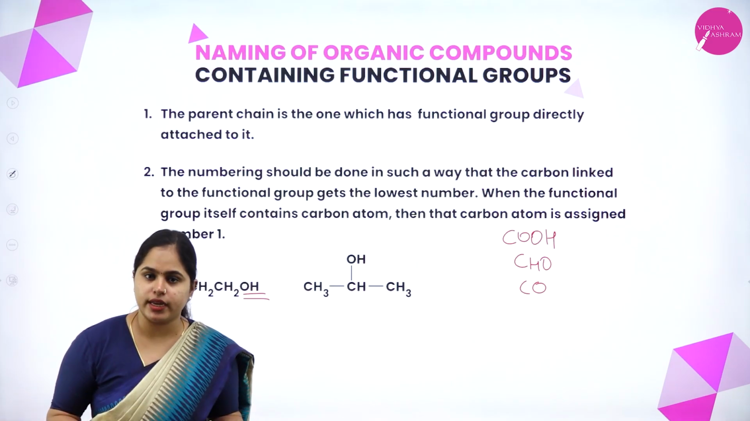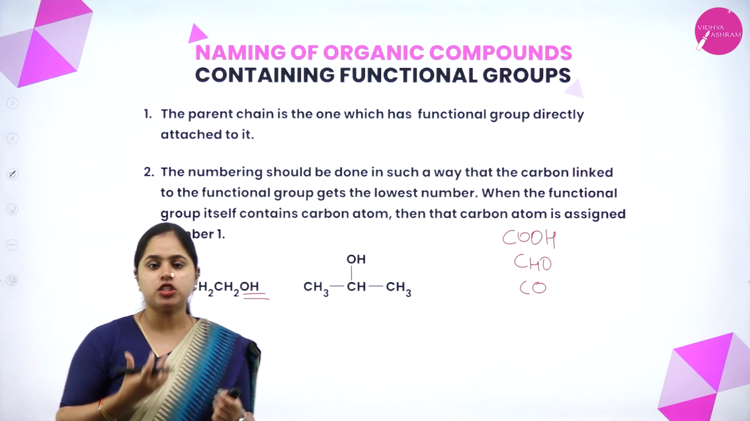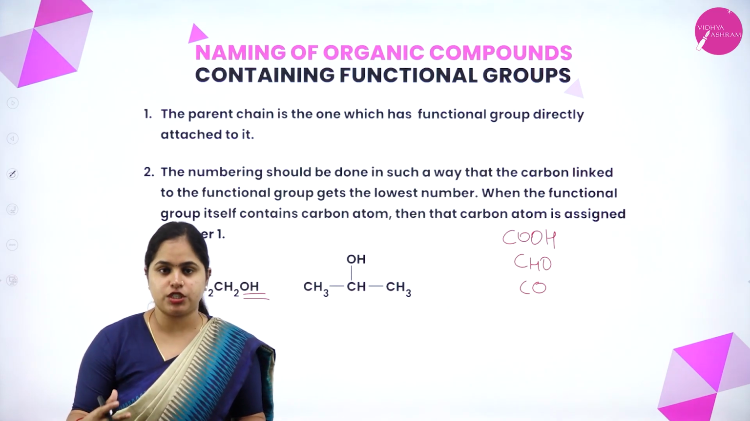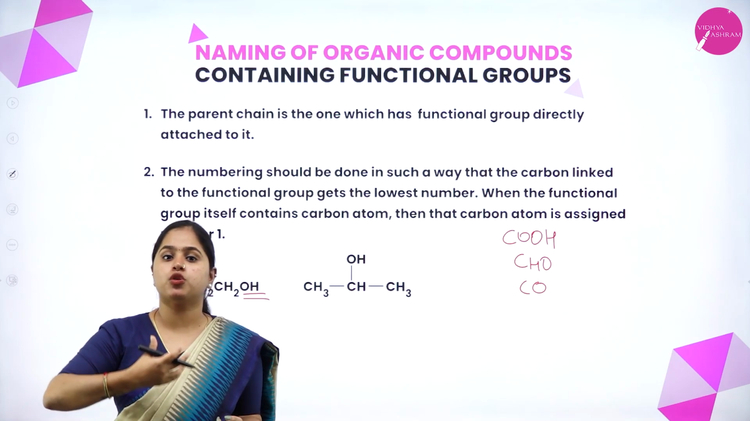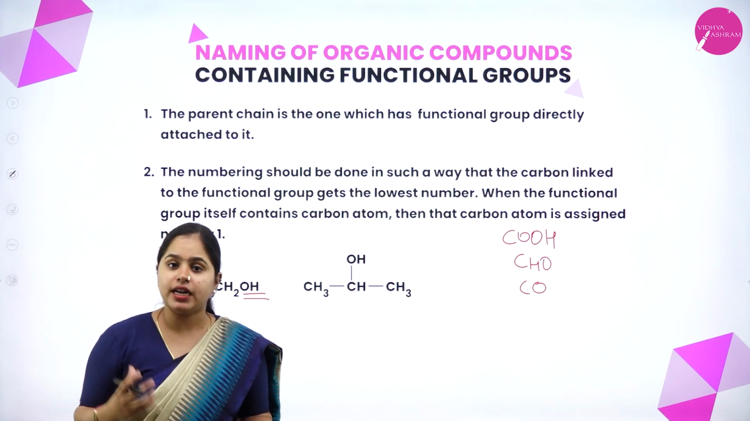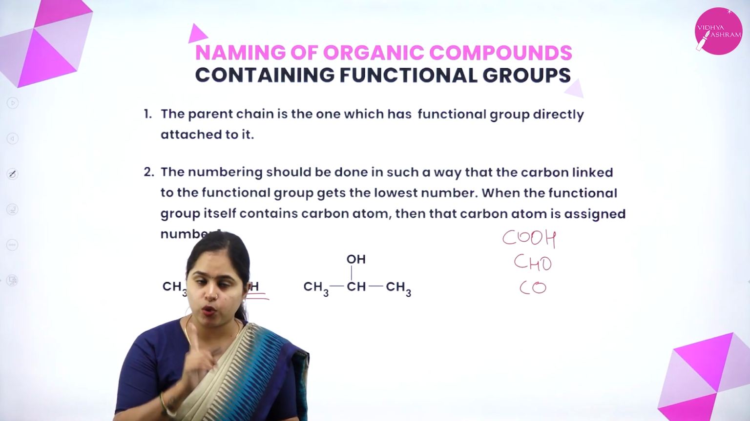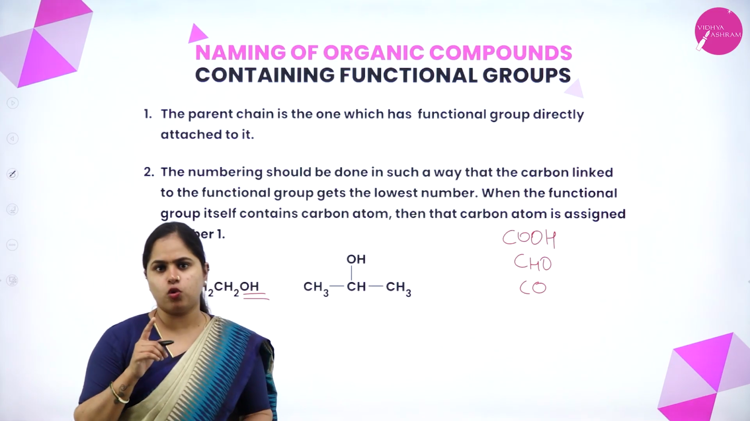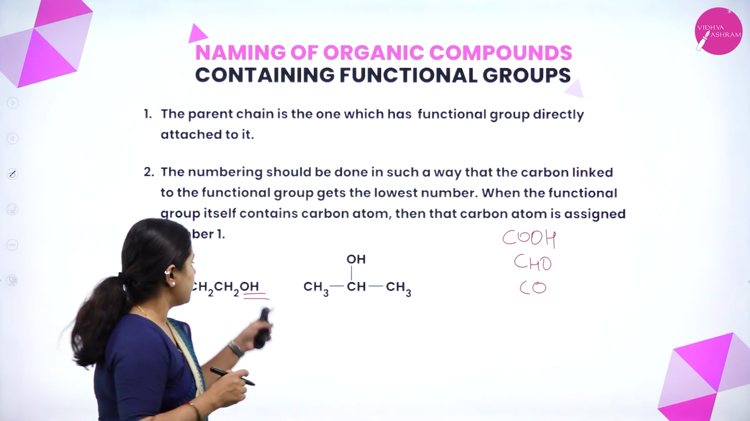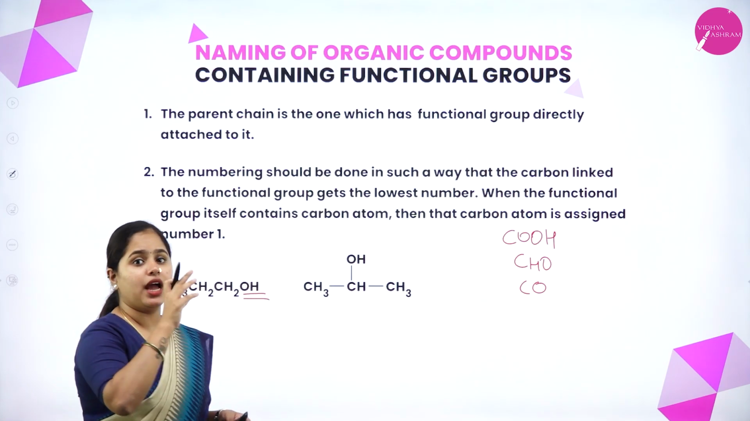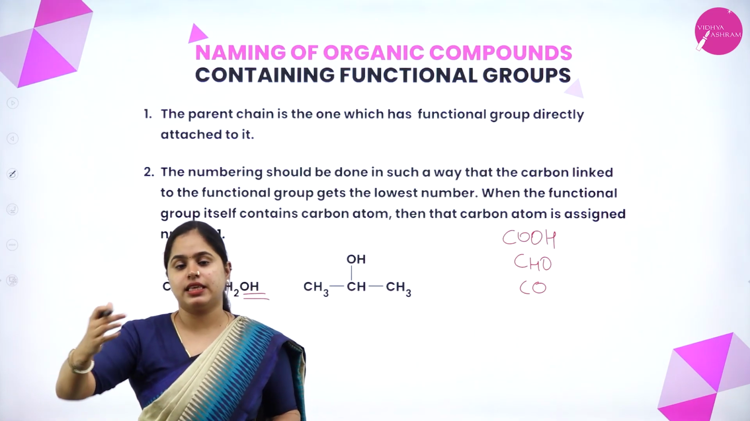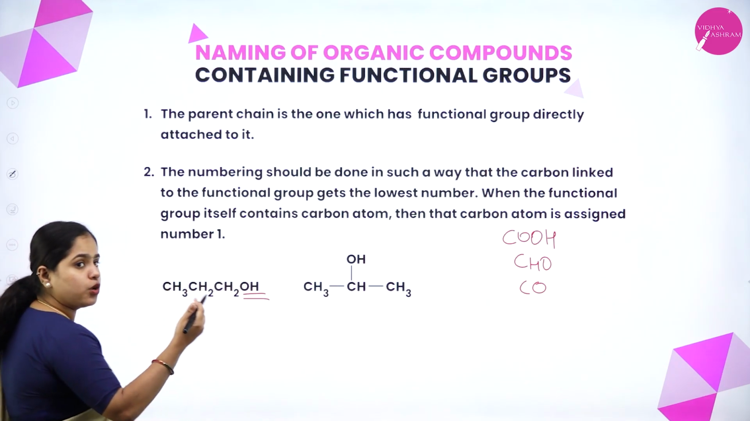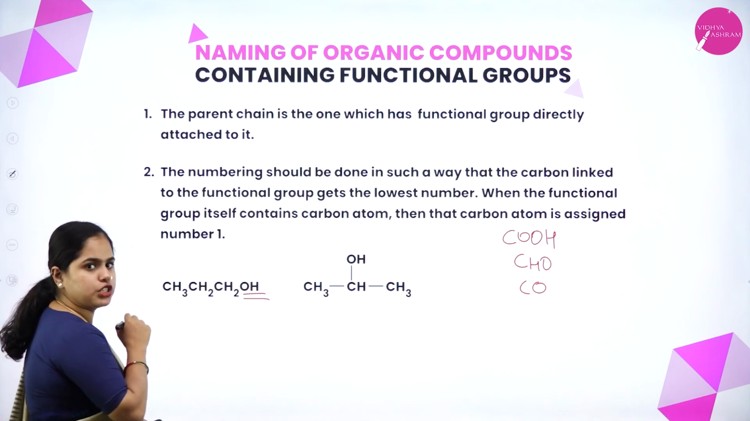So now how would I name it? When a functional group is present, the naming should be done in such a way that the functional group is in the suffix. That happens only if there is only one functional group. In both these cases, as you can see, there is only one functional group. So the name of the functional group will be attached to the root word as the suffix. So in this case, what is the root word? From where do I start numbering? From the functional group, right?